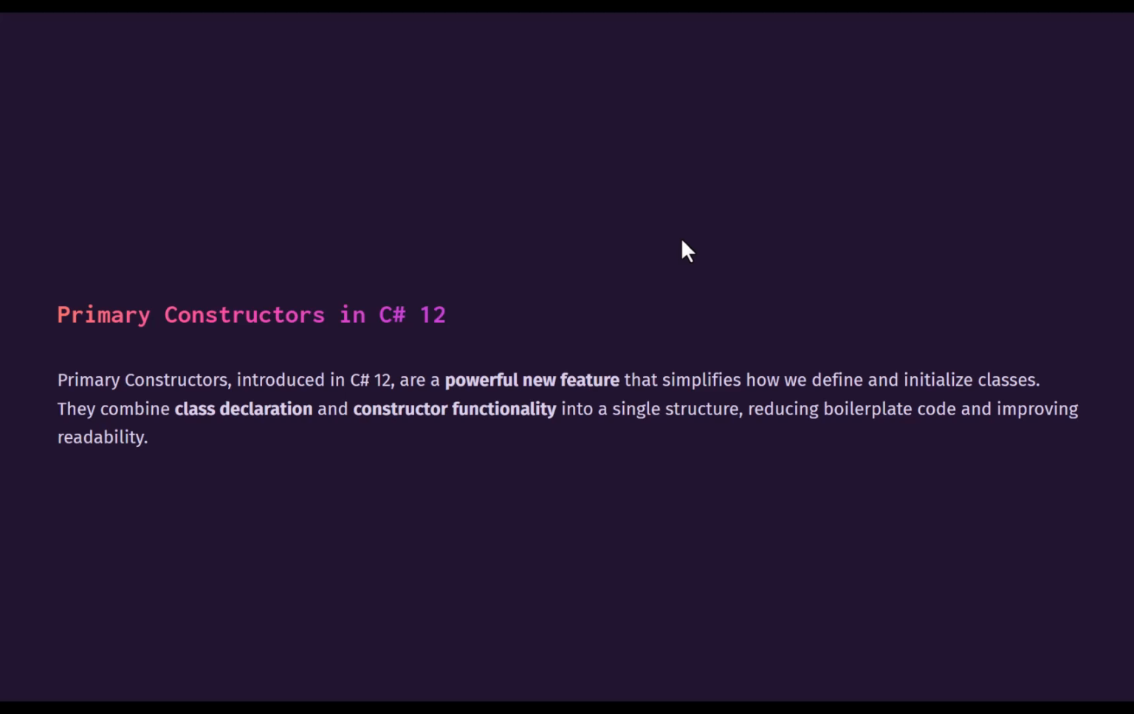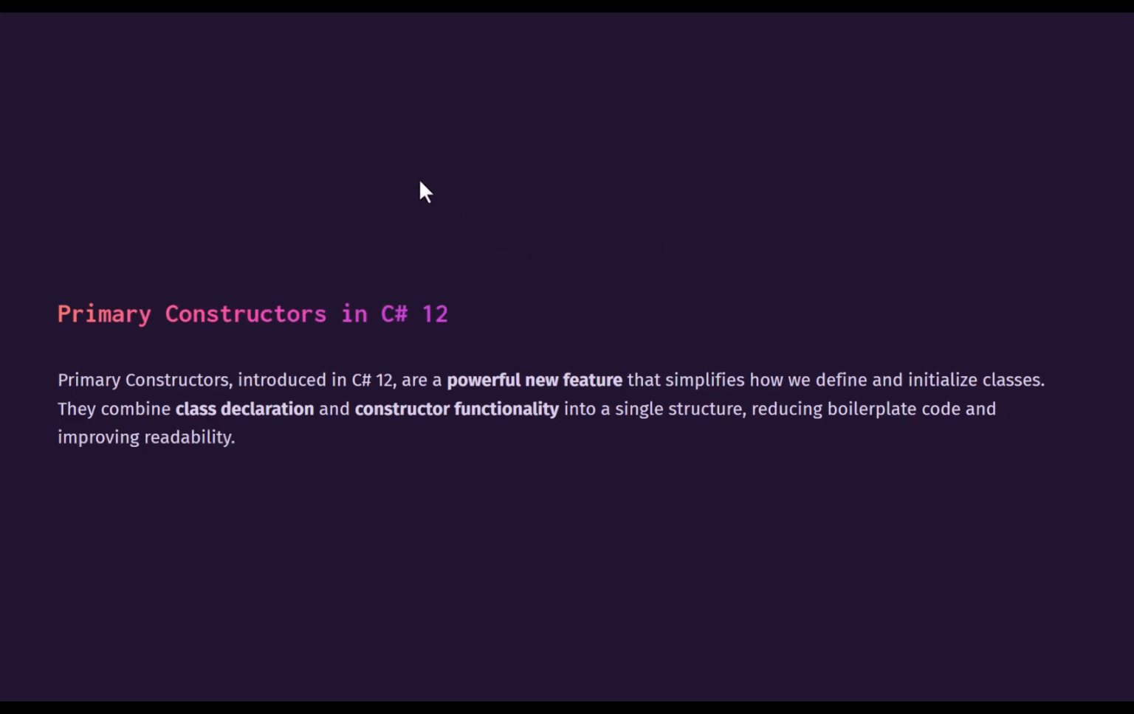In traditional C#, constructors are defined inside the class body. With the primary constructor, you can declare parameters directly in the class definition and use them to initialize the class properties or fields. It was introduced in C# 12. It's a powerful new feature that simplifies how we define and initialize our classes.